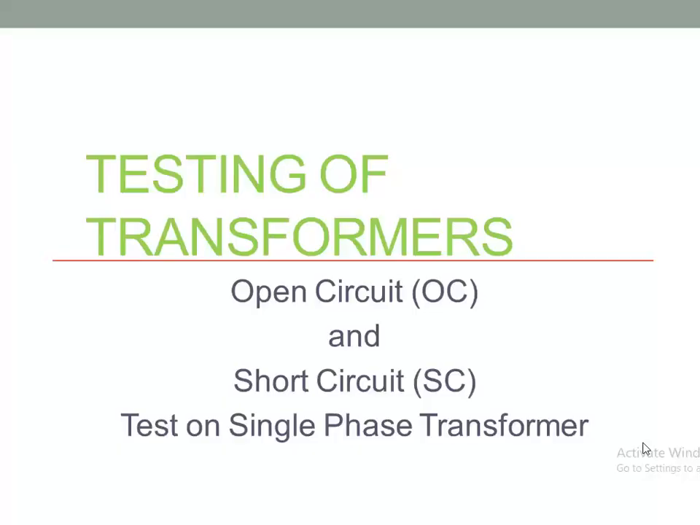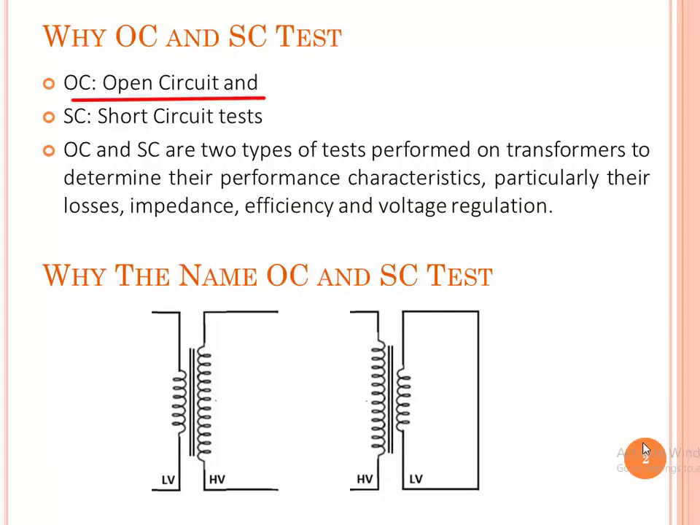Hi viewers, in this video we will see the testing of single phase transformer OC and SC test. OC stands for open circuit and SC stands for short circuit. The OC and SC tests are the two tests that are performed on the transformer to determine its losses, impedance, efficiency and voltage regulation. This question arises, why the name OC and SC test?